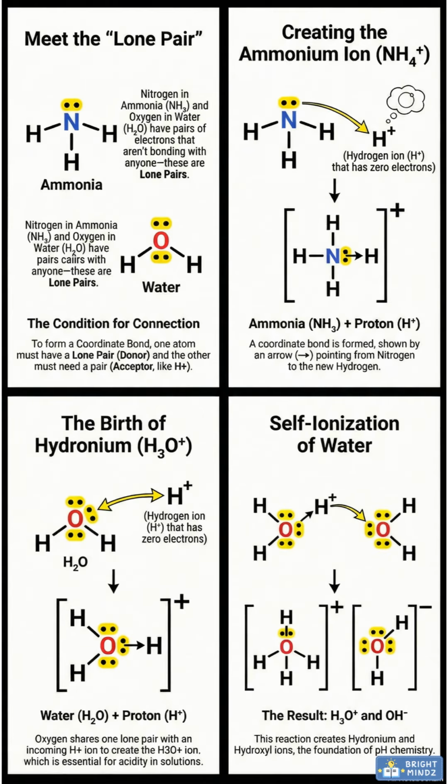Lone pairs on nitrogen and oxygen enable molecules like ammonia and water to donate electron pairs, forming coordinate bonds with protons. This process creates ammonium and hydronium ions, and in water, leads to self-ionization. Understanding these electron pair donations explains how acids, bases, and pH behavior emerge in aqueous chemistry.